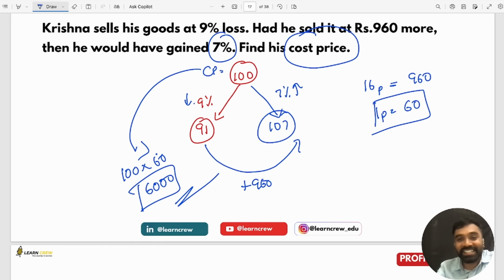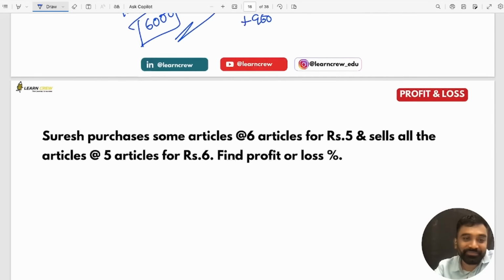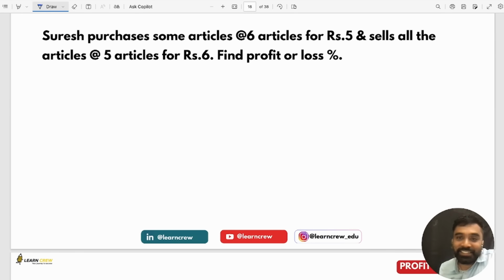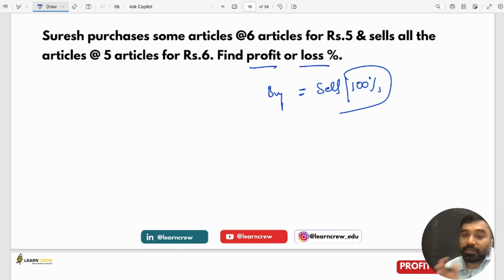If this is good, let's go to the next problem. Okay, again, this is another interesting problem. Suresh purchases some articles at 6 articles for rupees 5 and sells all the articles at 5 articles for rupees 6. Okay. Now, what is said about identifying if it is a profit or loss percentage? What you buy, you should sell 100%. 100% what you bought, 100% you should sell. Only then you can identify if it is a profit or loss.